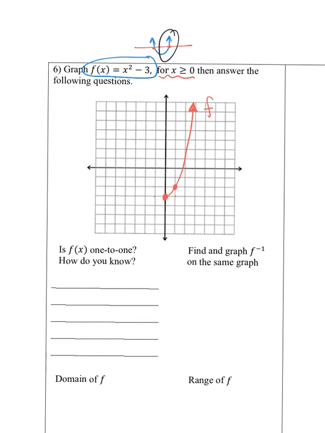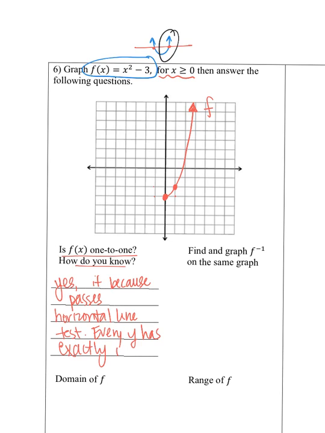And so it says, is this function 1-to-1? And we say yes. And the reason why is because it passes the horizontal line test, which means that every y value has exactly one x value. So it's like a function in reverse.